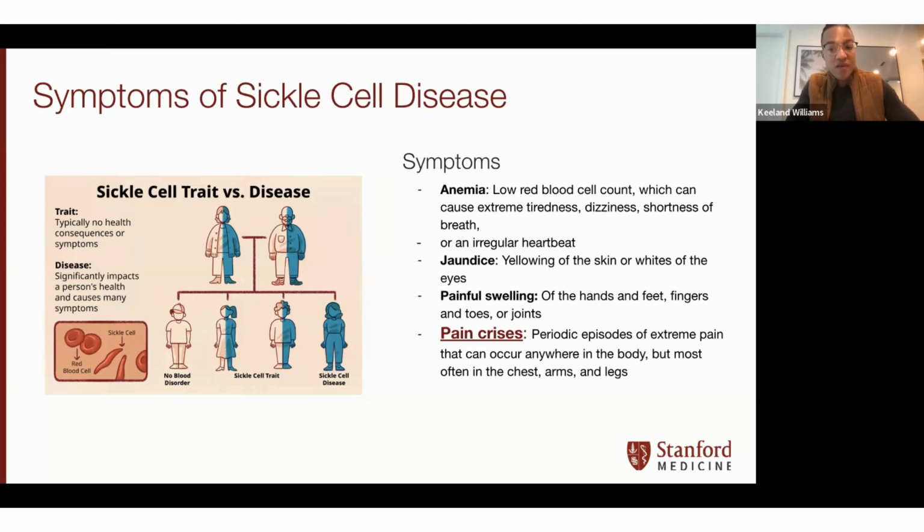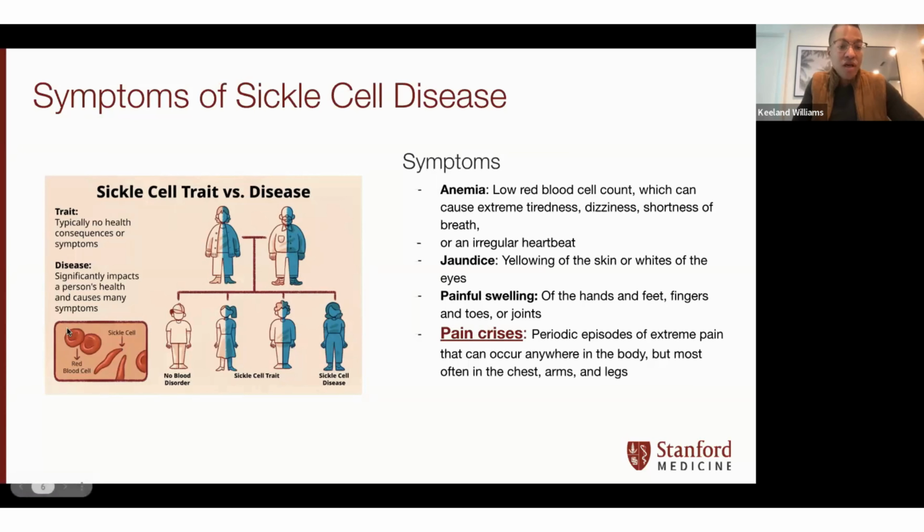Painful swelling of hands, feet, fingers, toes, or joints. This painful swelling, again, is due to that decreased blood flow to these really small, sensitive joints in your fingers. And people typically experience these pain symptoms in the peripheral limbs, like the smallest pinky toe or big toe is where people essentially experience pain first. And then as the condition becomes more severe, it can spread towards the center of the body as well. That can lead to what we call pain crises, or episodes of periodic extreme pain that occur pretty much anywhere in the body, but most often in the chest, the arms, and the legs.